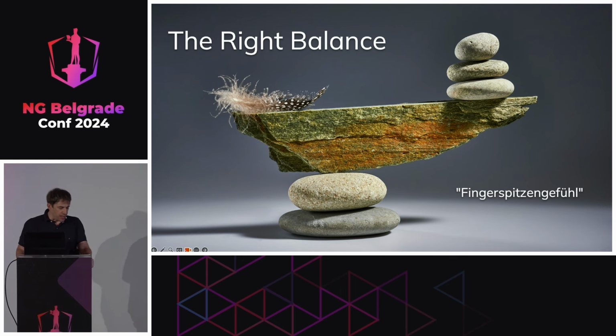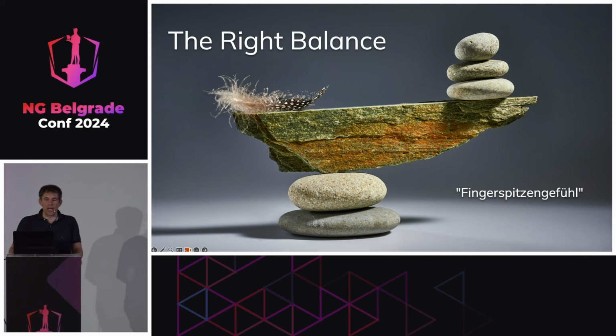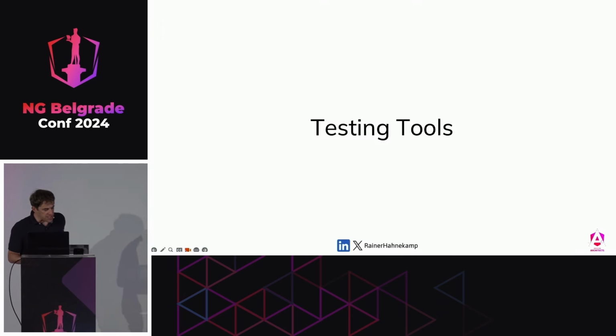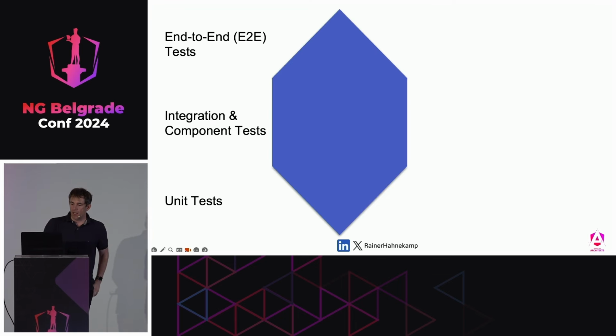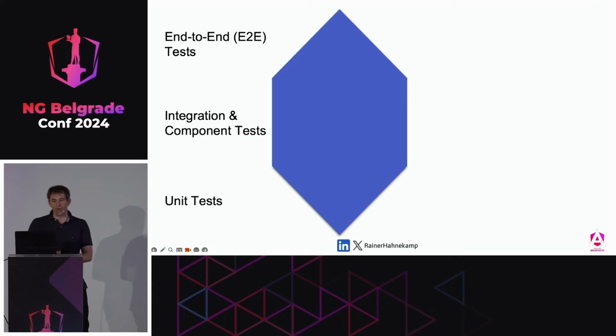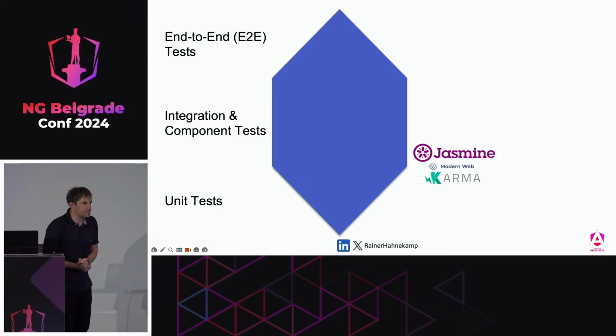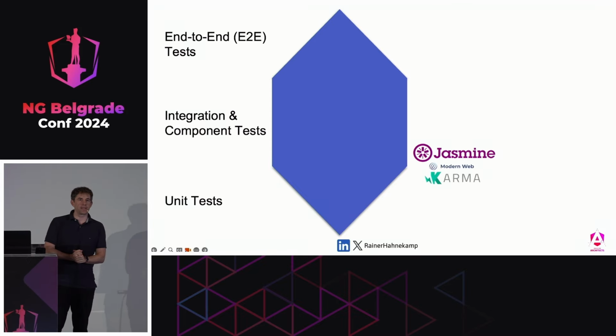Good, so if we now say we are finding ourselves mainly in the middle, then the question of course comes up, which tools are available? And this will now lead us to the main part. You see here now, I've switched again. The testing pyramid is not there anymore. It's now more this trophy style. And in Angular, we have Jasmine, and here I also have to say Karma, and soon the Web Test Runner.